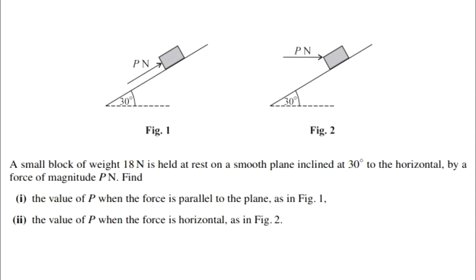The second question, Winter 4, paper 4, question 2. We are given two inclined planes. A small block of weight 18 Newton is held at rest on a smooth plane inclined at 30 degrees to the horizontal by a force of magnitude P Newton. Find, first part, the value of P when the force is parallel to the plane, like figure 1. Second, the value of P when the force is horizontal, as in figure 2.